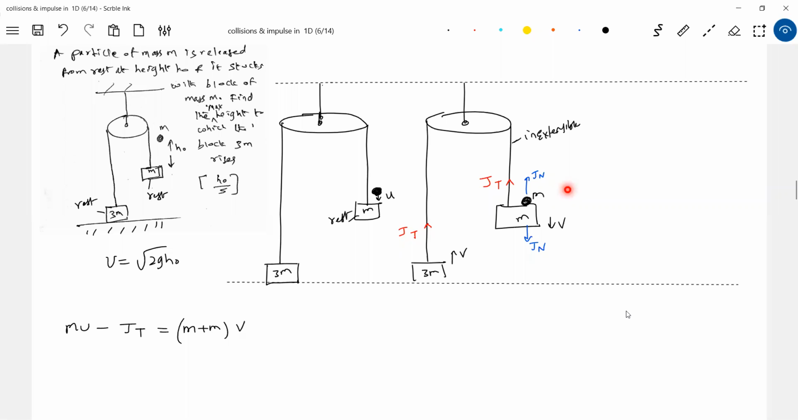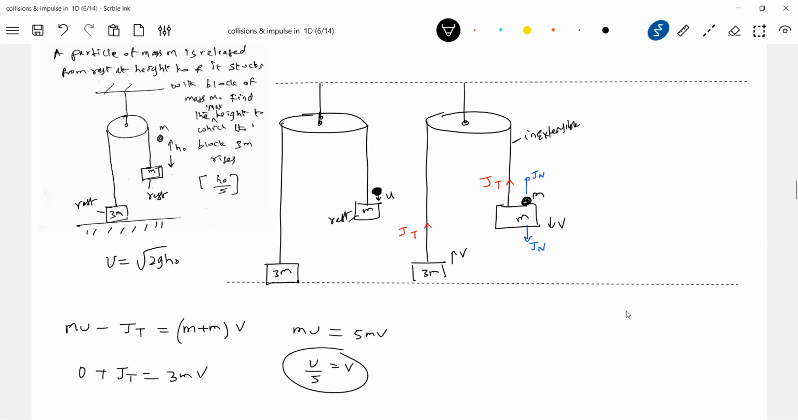Then what is the alternative left over? Writing impulse momentum equation. This is the thing. So for block 3m, 0 plus Jt equal to 3mV. Add up these two, mu is equal to 5mV. This is the thing. So now what will happen to this particular block 3m? It starts rising up because it acquired velocity V.